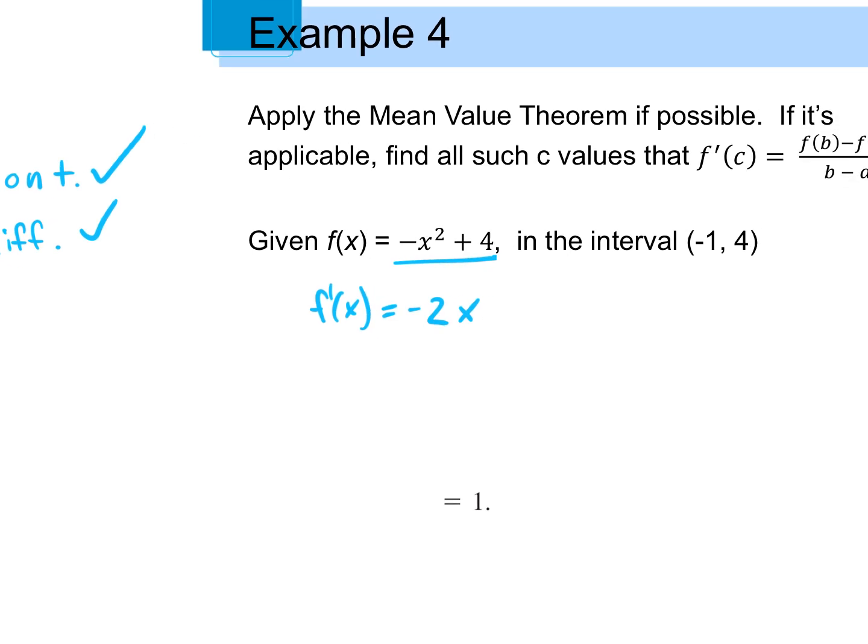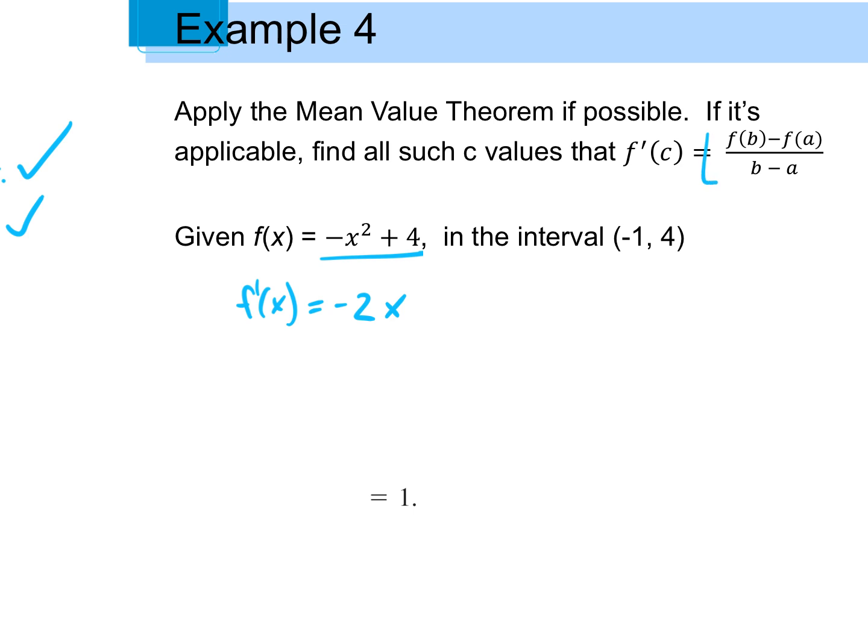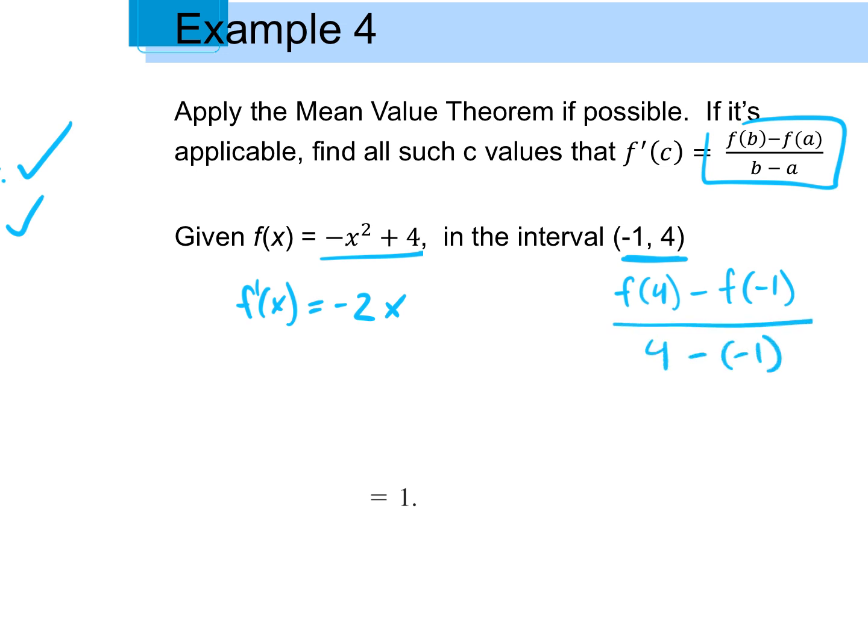So now we want to see what the slope of our secant line is. We're going to use our interval here and find the slope. So we want to find f of 4 minus f of -1 over 4 minus -1. We need to figure out what f of 4 is and what f of -1 is, so we're going to plug those into our original function.